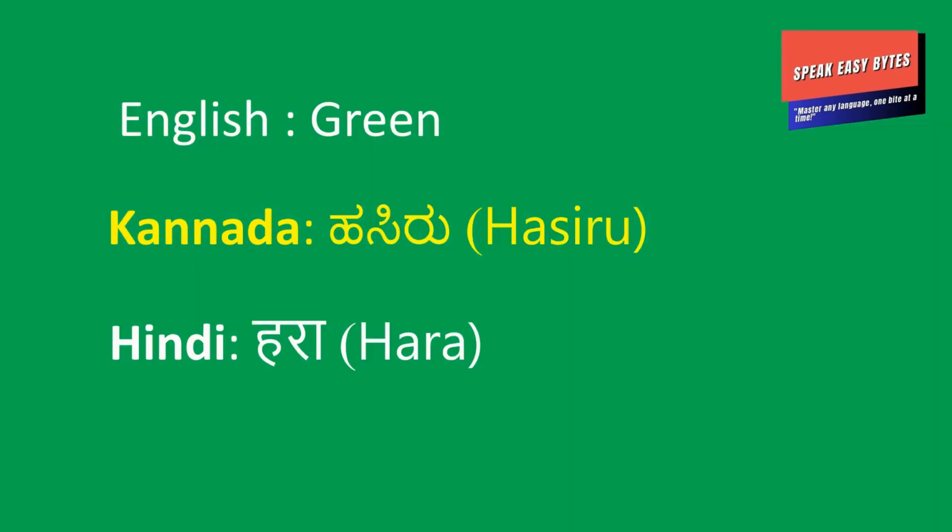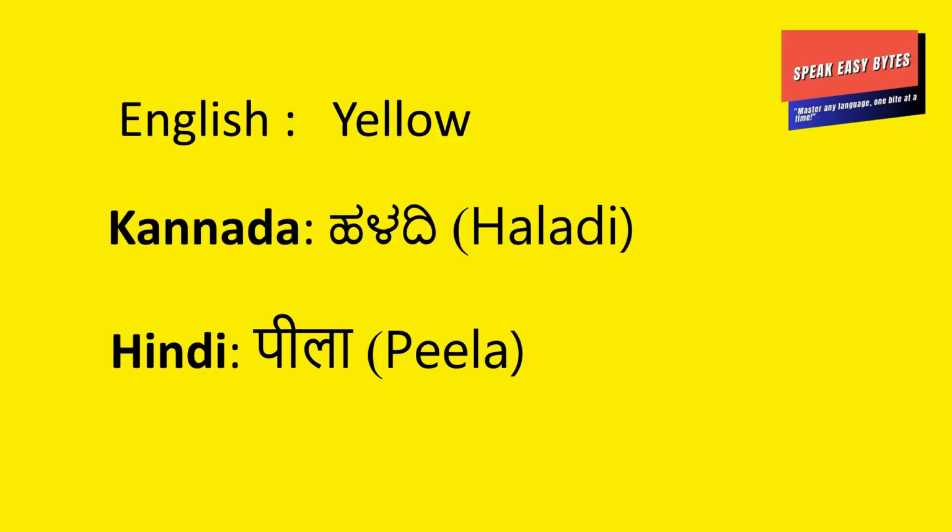The next word is green. For green, they say in Kannada, hasiru. And in Hindi, they say hara. So the word in Kannada is hasiru. Next word is yellow. For yellow, they say haladi. This letter, what we see here is la. So it is haladi. In Hindi they say Peela. So the word is haladi in Kannada.